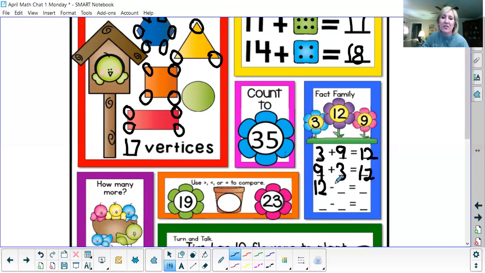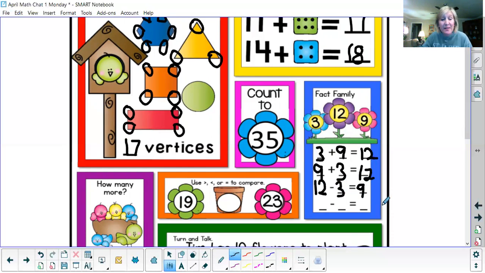I think I'm going to take away the 3 part first. So 12 minus, this is a minus sign. It means I'm starting out with 12 and I'm taking 3 away. What's left over? The other part, 9. So 12 minus 3 equals 9.